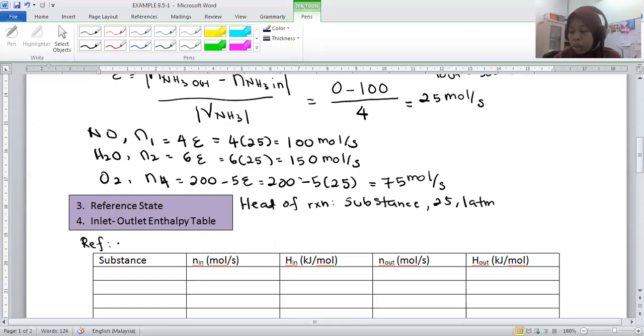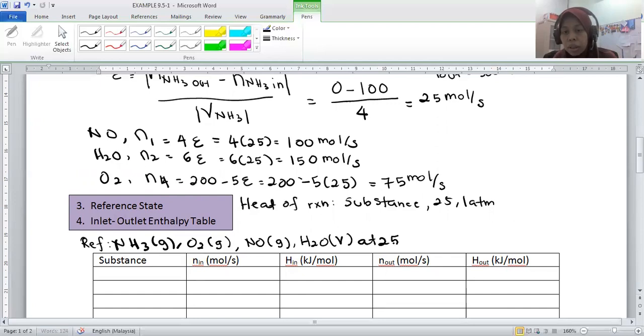For our case, our substances are ammonia, which is in a gas phase, and then oxygen, also in a gas phase, and nitrogen oxide, gas phase, and then water in a vapor form, at temperature 25 degrees C and 1 atm pressure. So this is the reference state. There are marks for this in the exam, so ensure that you write down your reference state.